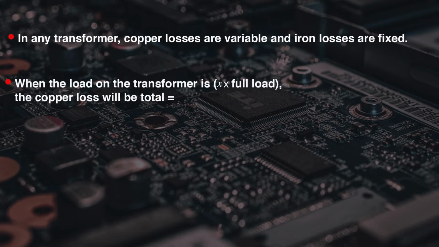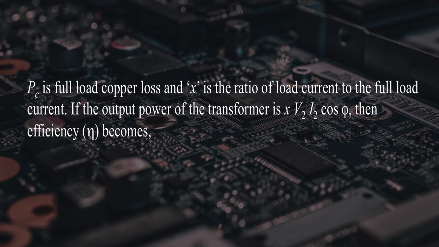So when the load of the transformer is x times the full load, the copper losses will be equal to x square multiplied by Pc, where Pc is the copper losses. So the total losses at any load can be written as Pi plus x square multiplied by Pc, where Pi is iron losses and Pc is the full load copper losses, and x is the ratio of load current to the full load current.